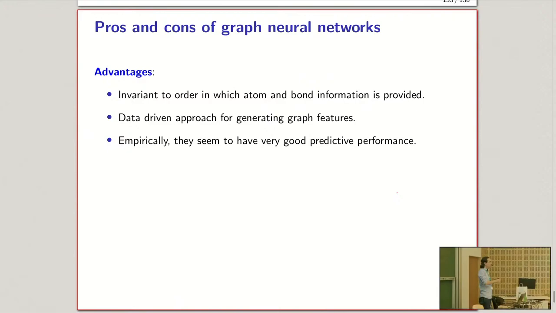So it doesn't matter how you specify the graph, what order you say for the nodes, the prediction is invariant to that. And that's not something that happens with SMILES. In the SMILES, if I just change the SMILES sequence, it's the same molecular graph, but the prediction of my model will change.